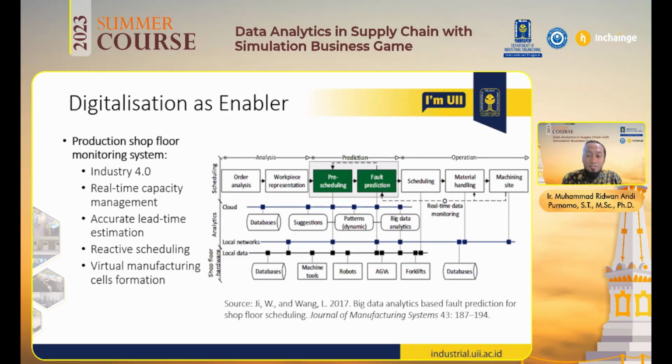The second, if we can increase the flexibility, sometimes the challenge is the productivity. To be flexible, the lead time, the process to produce the product, is sometimes longer than usual. So we can imagine the lead time is longer. It means that the productivity will reduce.